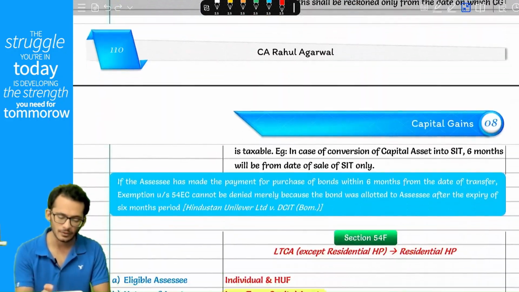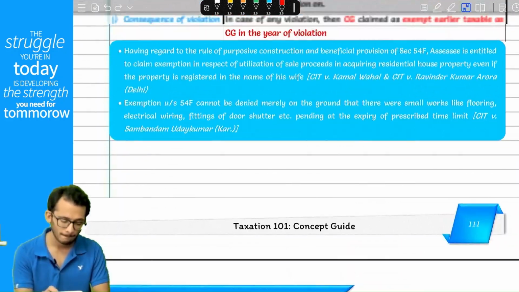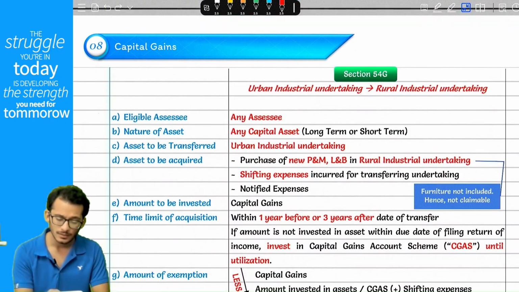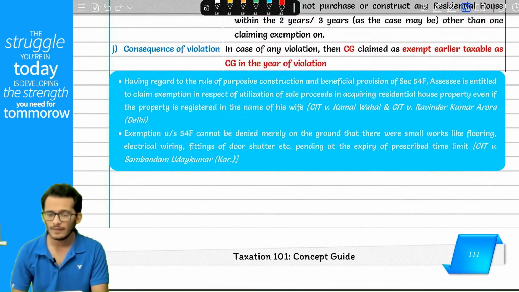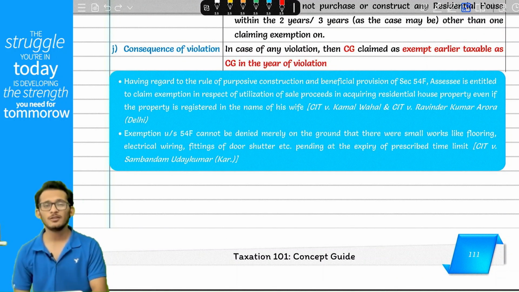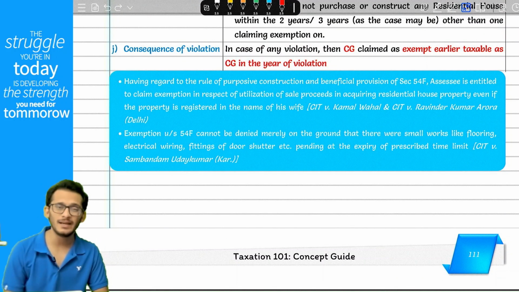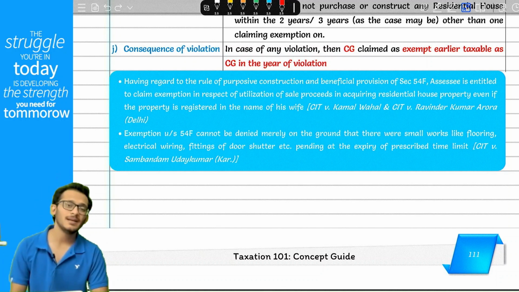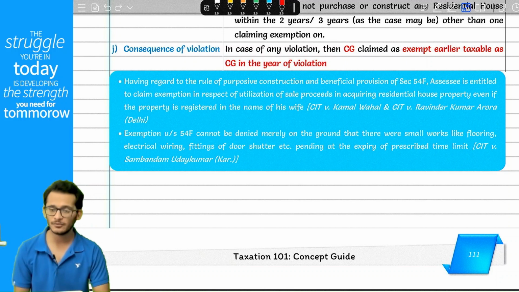Next comes 54F. A case law comes and says that if at all you're going to purchase a house, small work spending in the house like flooring, painting and all those things does not change the fact that the house is already acquired, and therefore the house will be assumed to be completed, and therefore you will be eligible for full exemptions.